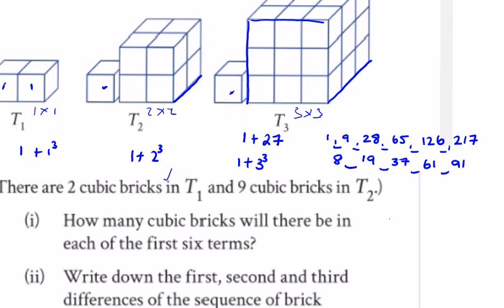The second difference is going to be 8 to 19, 11. 19 to 37 is 18. 37 to 61 is 24. 61 to 91 is 30. So you can see we've made a mistake here. So they should all be 6. The second differences, as you can see here, 6 and 6. The third differences. So what mistake have we made here?